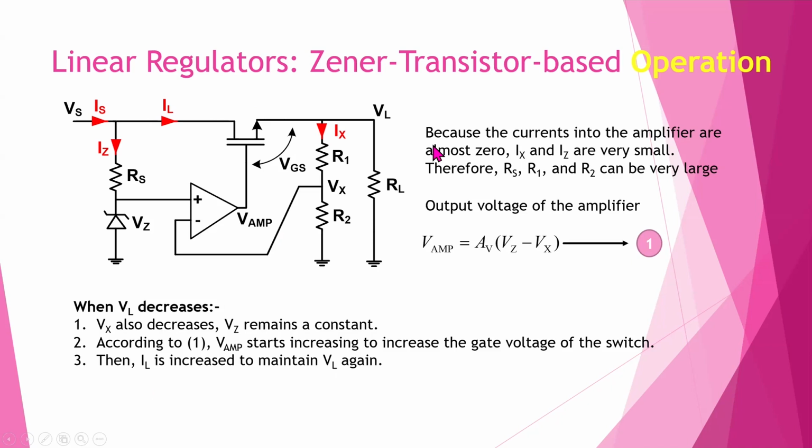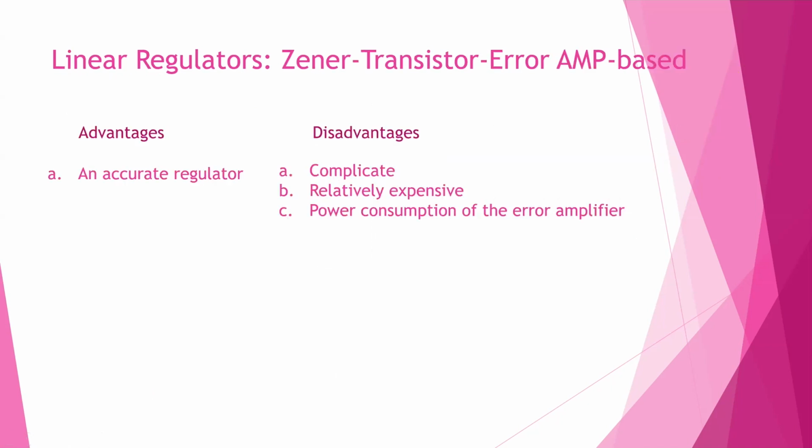That's how this works. So here are the advantages and disadvantages of the Zener transistor error amplifier based linear regulator. The advantage is an accurate regulator, but the disadvantages are that it is complicated and relatively expensive.